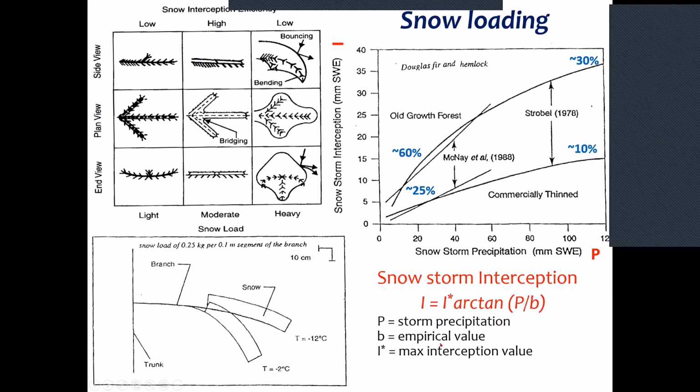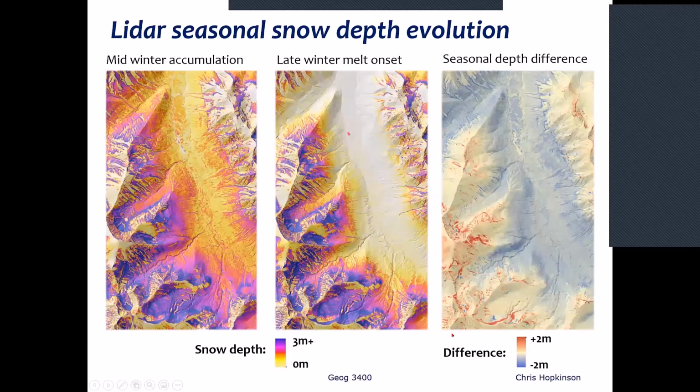Don't worry, you don't need to memorize this equation. It's just an illustration that we can utilize empirical approaches to estimate what the snow interception rate will be for a given amount of interception. And hydrology does this a lot. There's lots of empirical calculations like this.